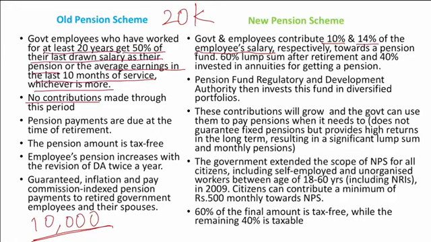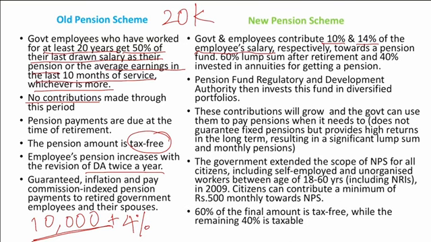Pension payments are due at the time of retirement. Whatever pension he has to get will start as soon as he retires. Then this pension amount is tax free. And the employee's pension increases with the revision of dearness allowance twice a year. So imagine that there is a 4% dearness allowance. Then 4% of 10,000 would be added to the pension that he's already drawing. So you know that there is a set limit from which he can go on to have increased pensions.